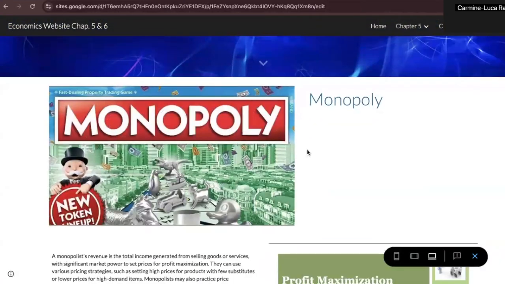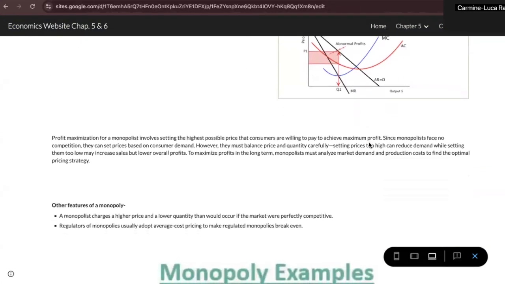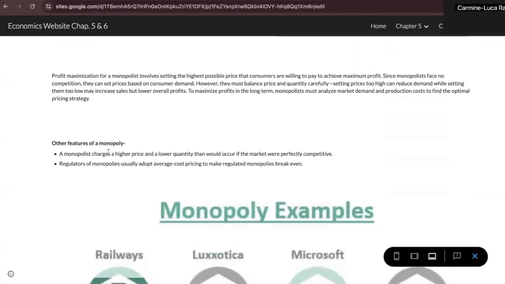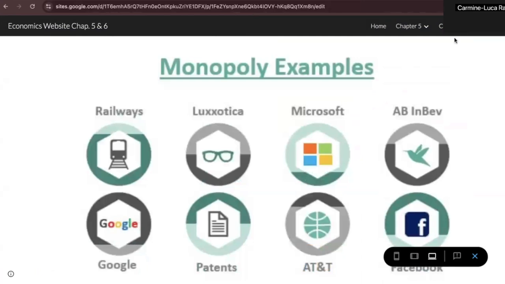In 6.2, I talk more on monopolies. I talk about more on monopolists' revenue, what it is, how they get it. And I talk about profit maximization. I explain what it is. I show a graph. I show some other features of a monopoly, and then I show some monopoly examples.